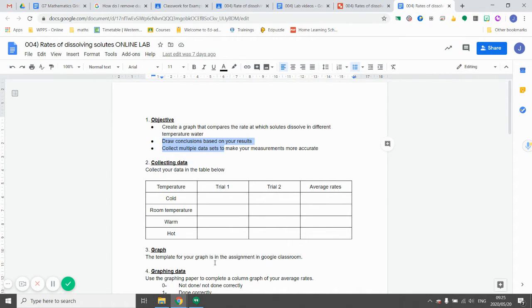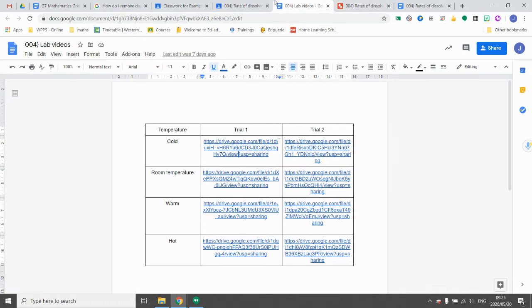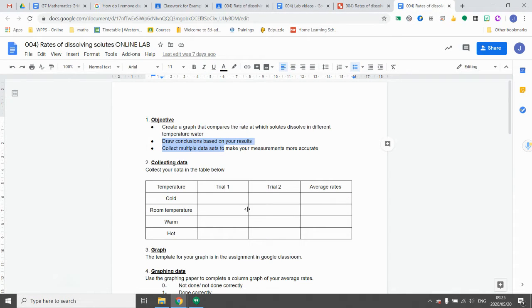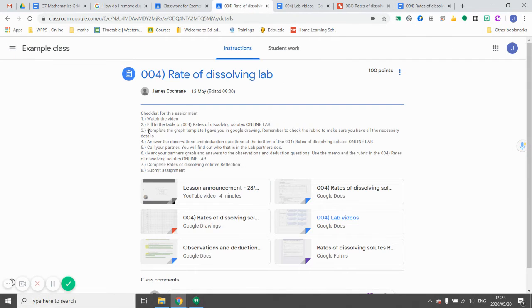Now, let's go back to the instructions. You're going to watch the videos over here, go through each one, time them, put the time over here, and work out the average. So that's step number 2. Then complete the graph template. I gave you a Google Drawings. Remember to check the rubric to make sure you have all the necessary details.